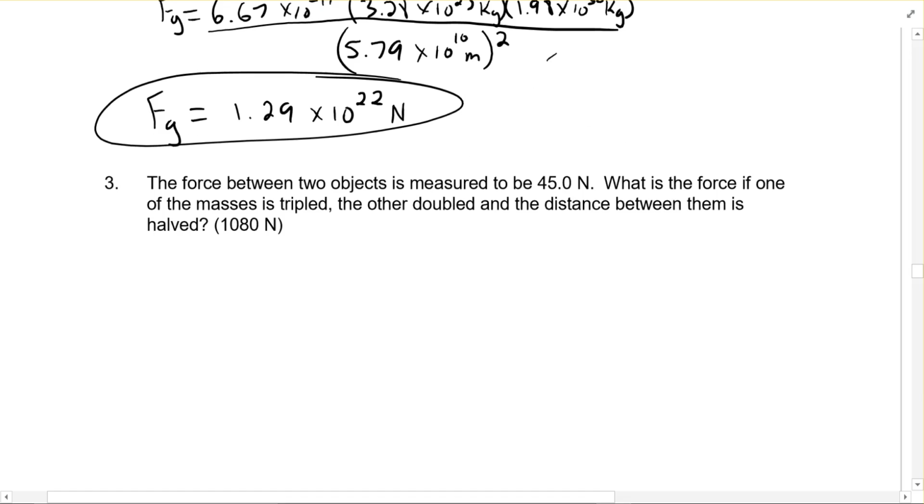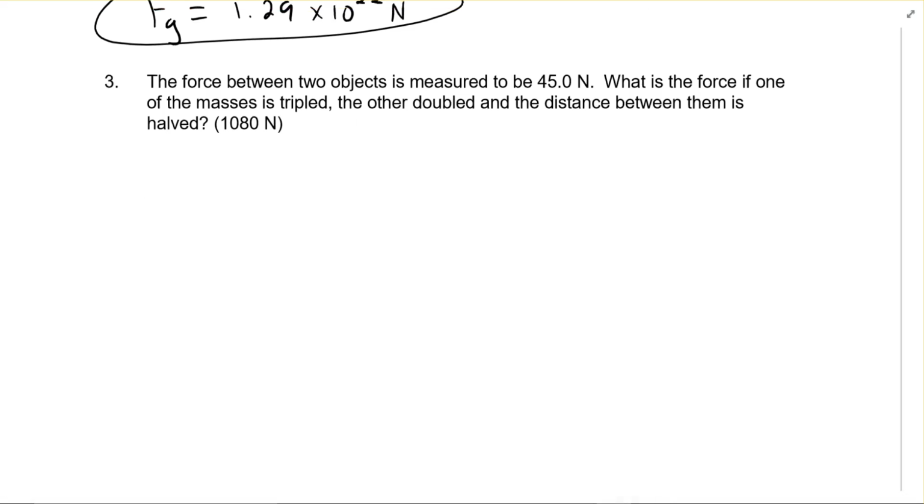Okay, next one. So this was the type of question that I skipped over before. It's going to be a common one. It's going to come up more in this course, and it's going to come up in Physics 30 as well too. So it's not that bad if you kind of get a grasp on it. So it says the force between two objects is measured to be 45 newtons. What is the force if one of the masses is tripled and the other doubled, and the distance between them is halved?